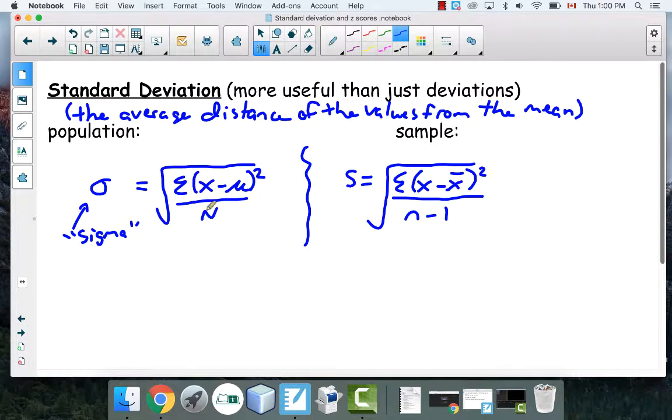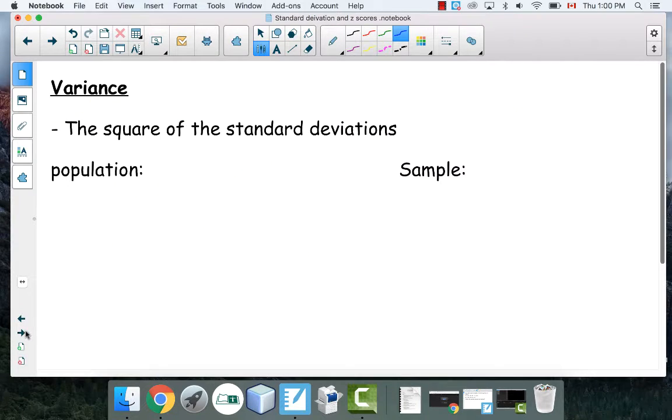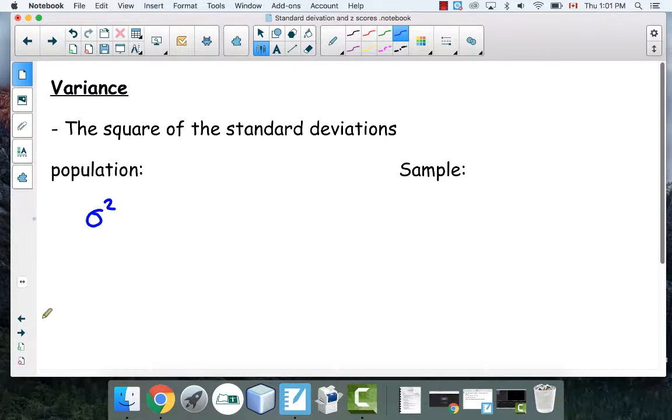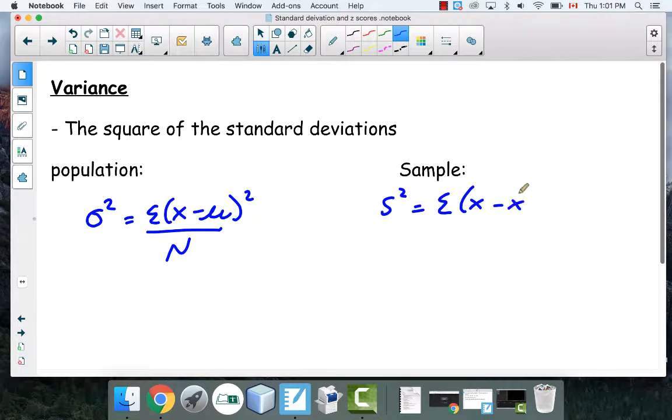Now, the next number we can figure out, so these are just values. We can figure these out. The next value we can figure out is called the variance. And the variance basically is the square of the standard deviation. So for population, it's just going to be sigma squared. That's what variance is. If you take this formula and square it, what happens if you square a square root? The square root basically disappears. So the formula for variance is going to be the sum of all of the x's minus the mean squared, all divided by n. For the sample, it's s squared. It's going to equal the sum of all of the x's minus x bar squared, divided by n minus 1.